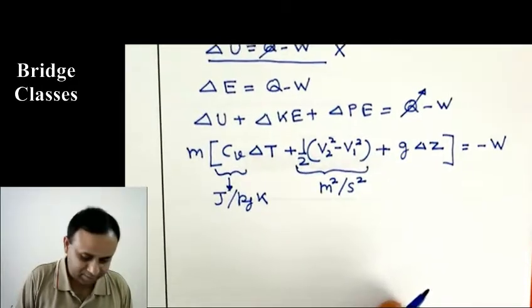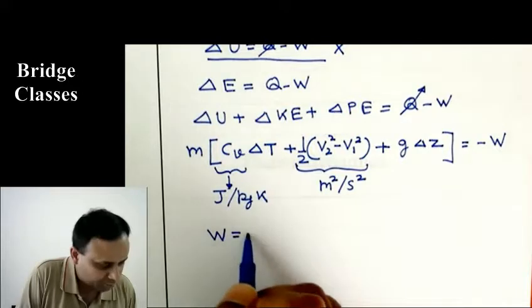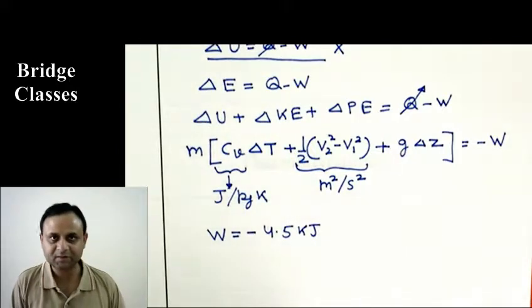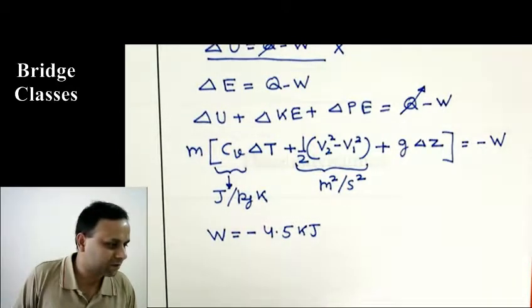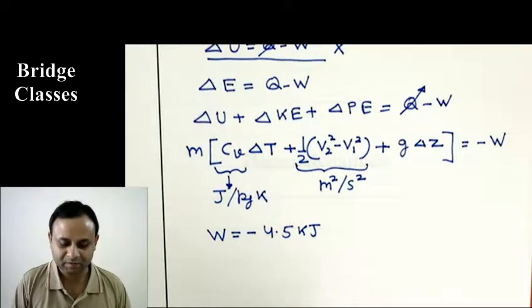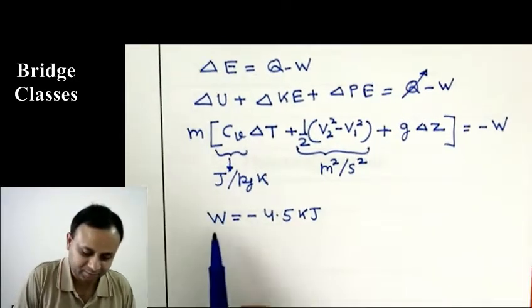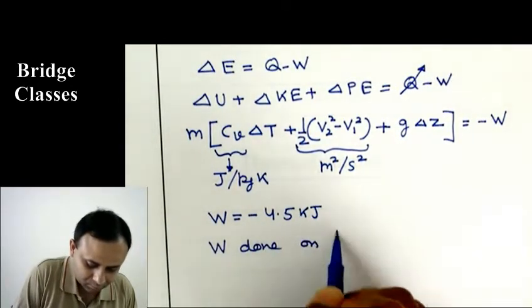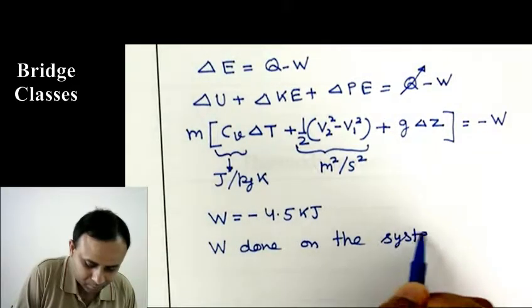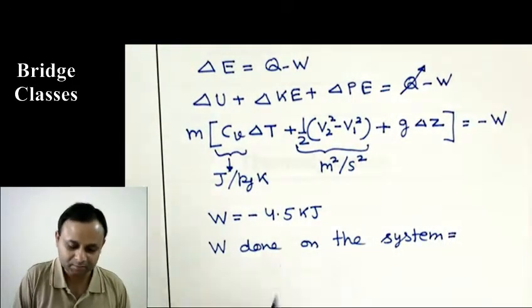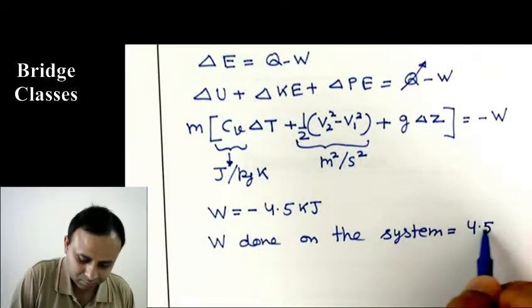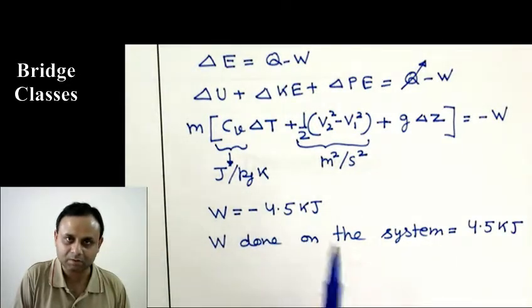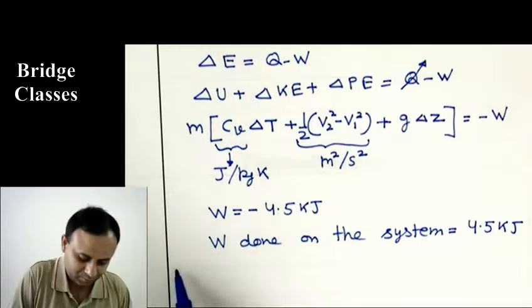Okay, so the answer you get is, you get W is negative 4.5 kilojoule, but the problem says you have to tell the work done on the system. Okay, and work done on the system is negative. That is the sign convention for work. So work done on the system is 4.5 kilojoule. Okay, turned out to be negative. So that means this is the work done on the system. Its magnitude is 4.5 kilojoule.